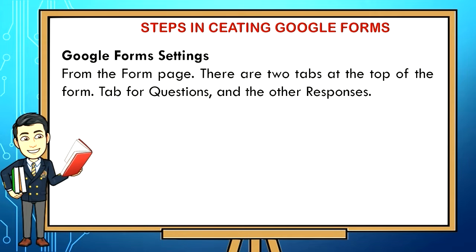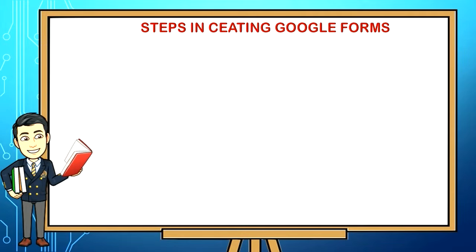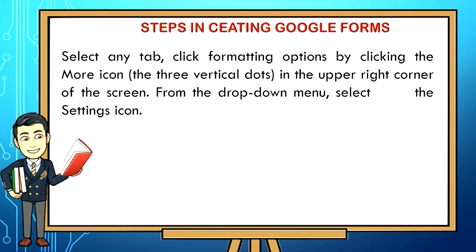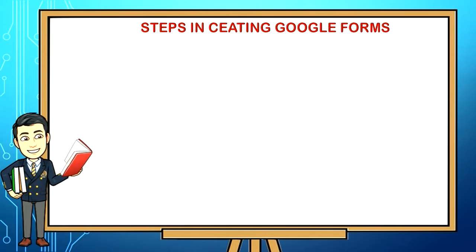3. Google Forms settings. From the form page, there are two tabs at the top of the form: one tab for questions, and the other for responses. Select any tab, click formatting options by clicking the More icon, the three vertical dots in the upper right corner of the screen. From the drop-down menu, select the Settings icon. The Settings dialog box appears.